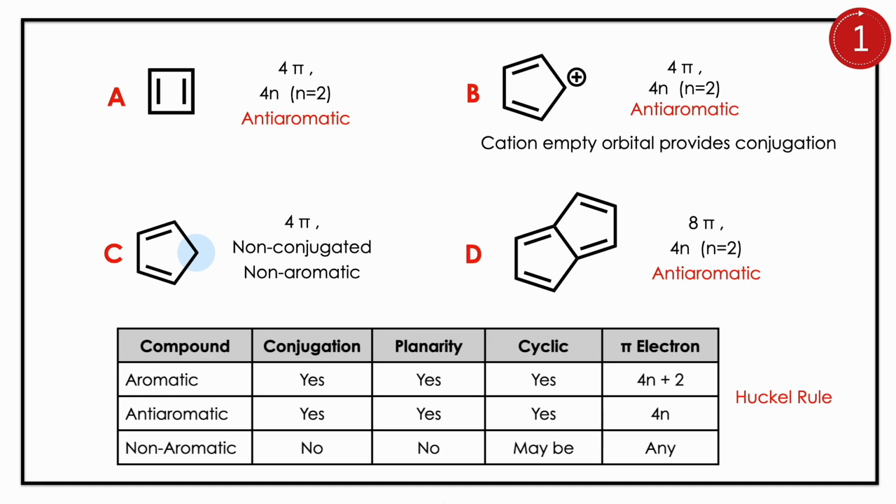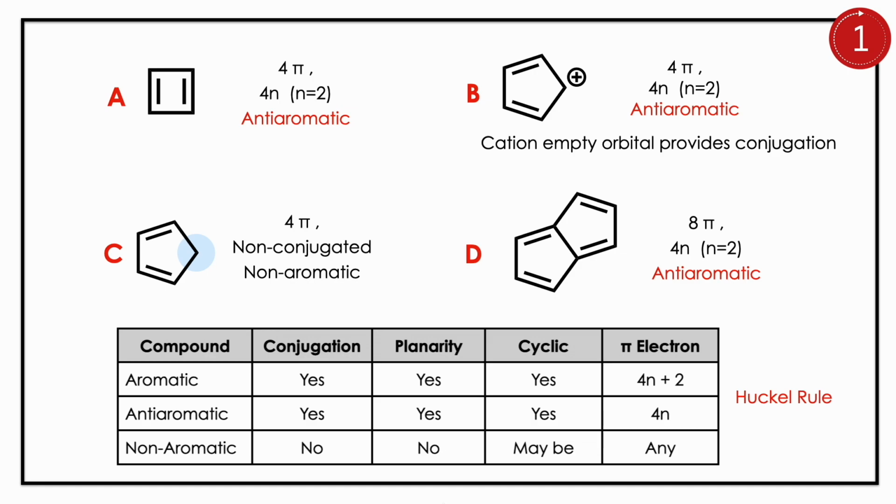If you look at B, it is also anti-aromatic. Here you might think of conjugation, but it has the cation-triad conjugation, so it is also anti-aromatic. If you look at D, also conjugated, cyclic, definitely anti-aromatic.